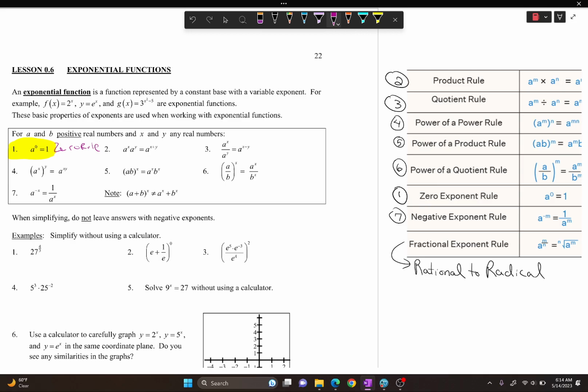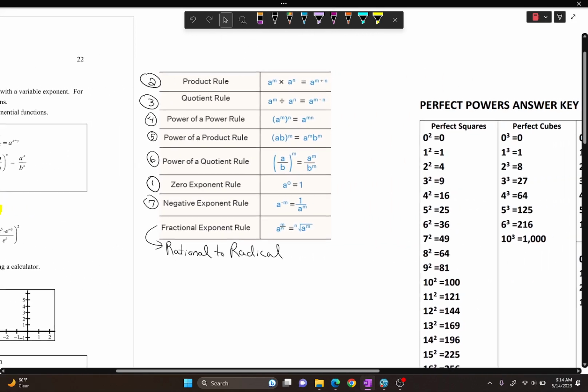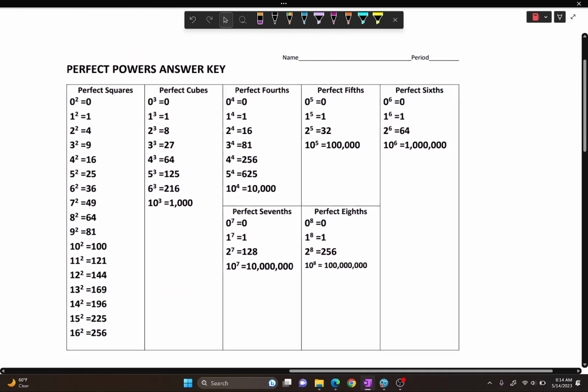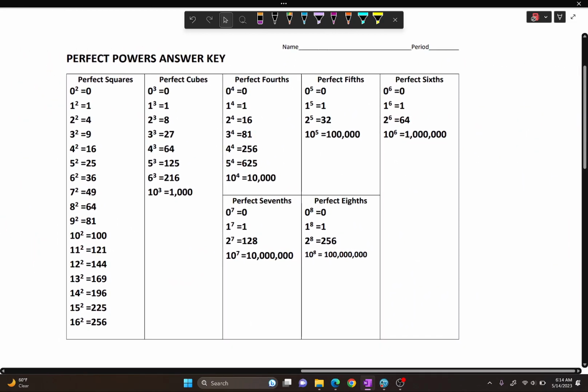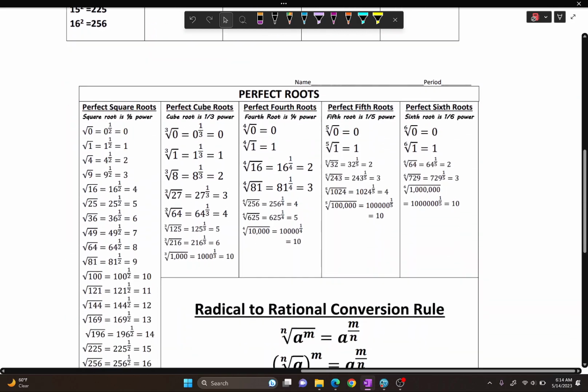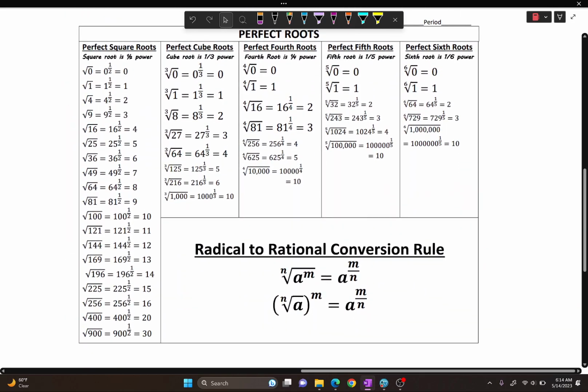All right, so when simplifying, do not leave answers with negative exponents because you need to practice multiple choice problems. When you're doing free response, it's okay to have a negative exponent, but when you're doing multiple choice, you have to see how they reorganize it. And aren't you glad you had me as a teacher, where I made sure that you had this memorized, right? And then I made sure that you had this memorized.